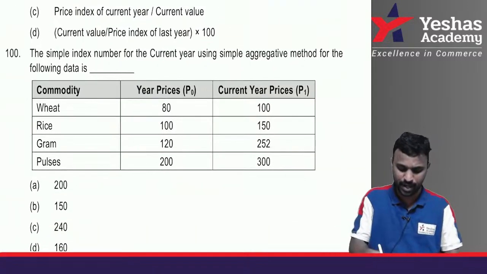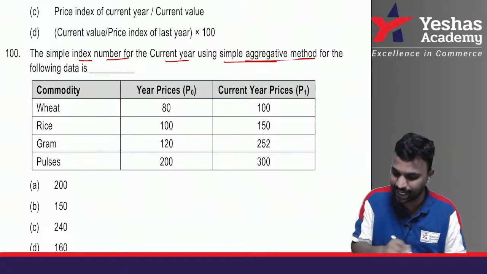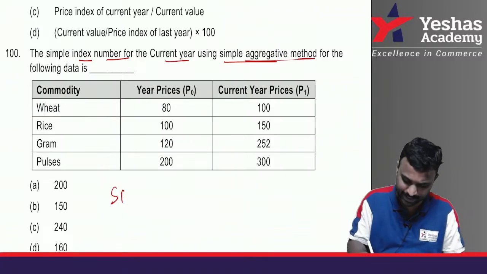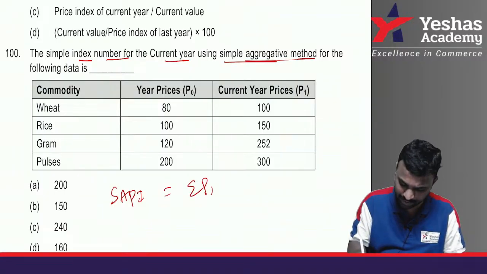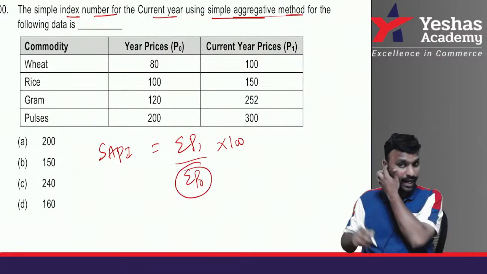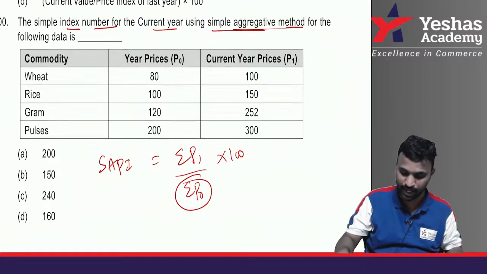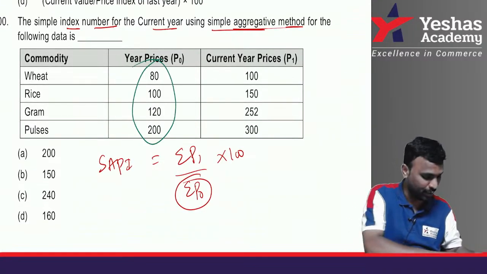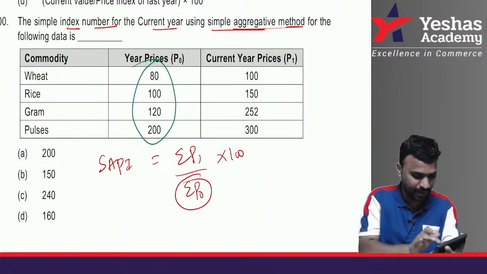The last question, the simple index number for a current year using the simple aggregative method. See guys, what is SAPI? Because they have given the prices here. SAPI is summation P1 by summation P0 into 100. Let's find out summation P0 first, then we will store it, and then find out summation P1 divided by that into 100 we shall do. So summation P0 is the sum of these values. Everybody, 80 plus 100 plus 120 plus 200.